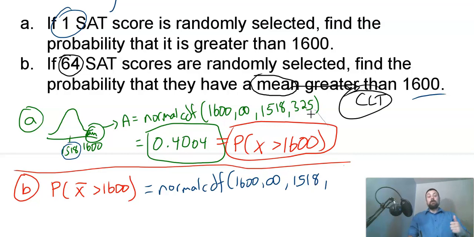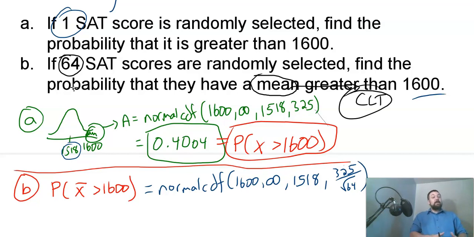But the standard deviation will not stay the same, right? This is the standard deviation of my original population. The standard deviation of the sample means is going to be 325 divided by the square root of the sample size, which in this problem is 64.